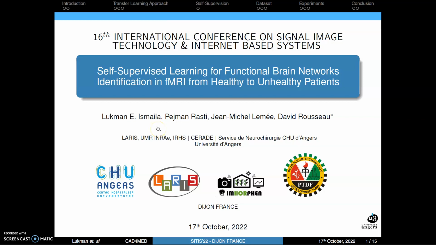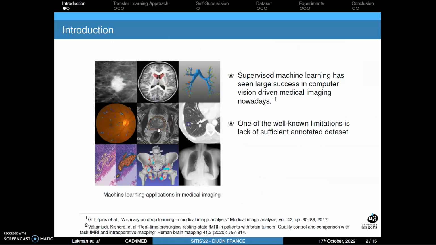Today I'll be presenting our work on self-supervision learning for functional brain network identification. Supervised machine learning has seen large success in recent years, especially in the computer vision-driven medical imaging domain. One of the well-known limitations is lack of sufficient annotated data sets, and we can see this in three spheres.